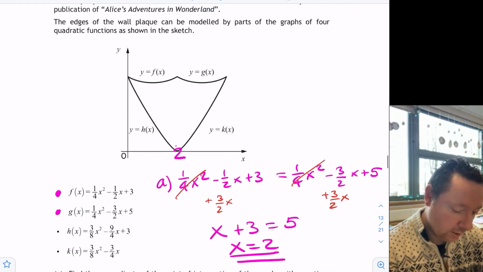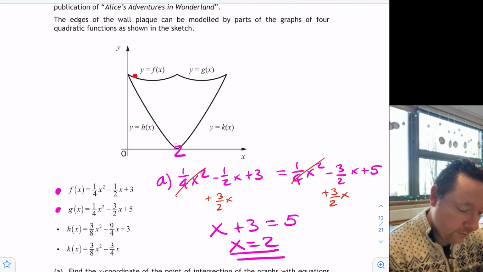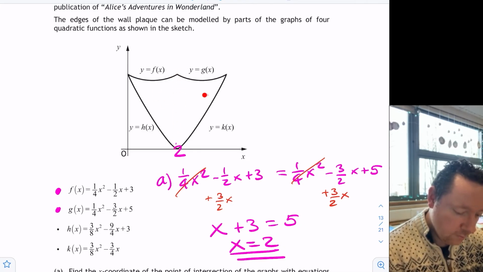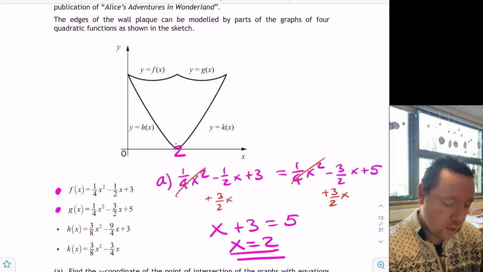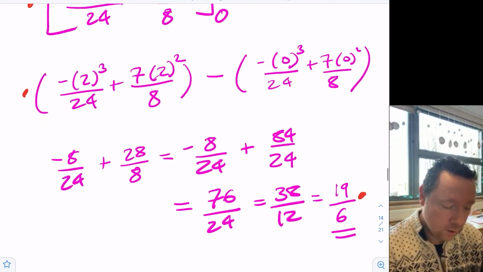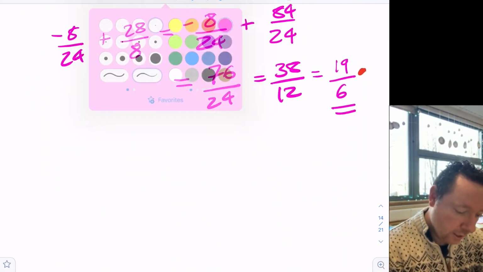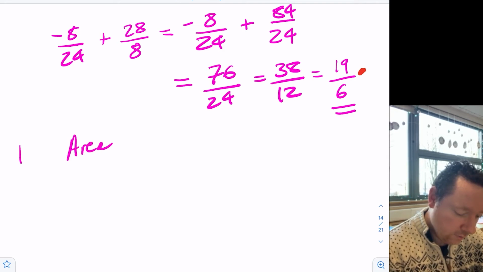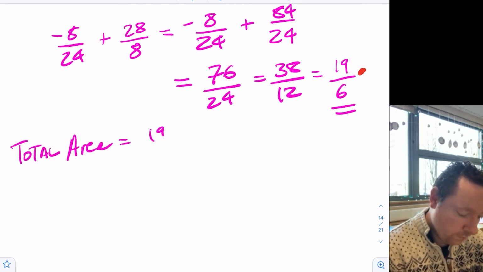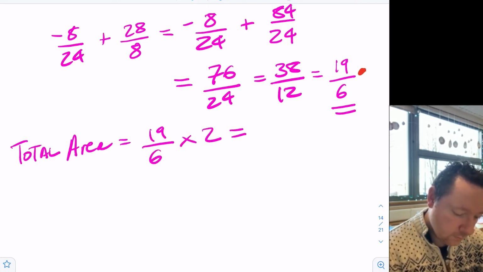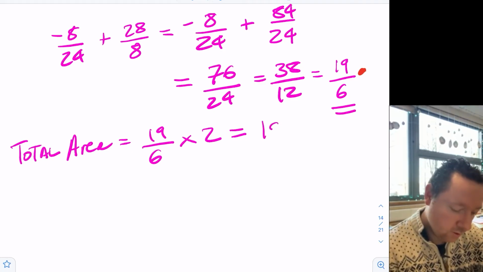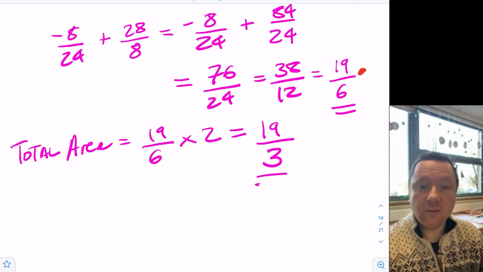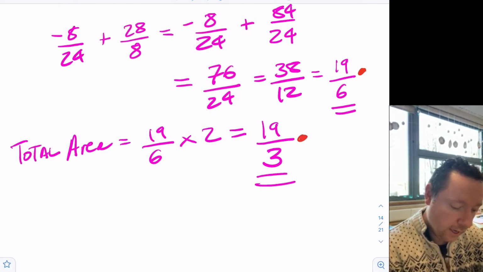You need to check your question. Calculate the area of a wall plaque. Well, we have calculated the area from here to here. So all that bit, if I was to draw a line down here, but you can see it's symmetrical. It even tells you it's symmetrical. So the area of the wall plaque is double the area I just found out. So our final area, just to get our final 7th mark, the area total equals 19 over 6 times 2. 2 times 19 over 6, well, that's the same as 19 over 3. So 19 over 3 is our final answer for our final last mark.